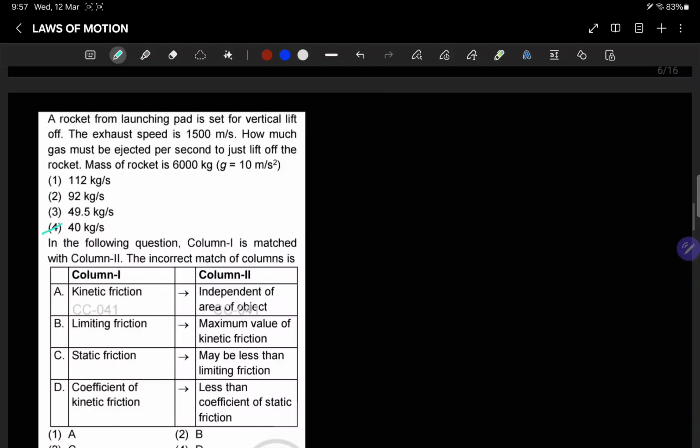Next question, students. A rocket from a launching pad is set for vertical lift, the exhaust speed is 1500 meter per second. How much gas must be ejected per second? dm by dt is asked, students. Very important, one more rocket formula. Above we discussed one formula, and here is one more: thrust force F equals relative speed of rocket times dm by dt. It is Newton's second law, F equals dp by dt, where p is m times v, a variable mass system, so F equals Vr times dm by dt.